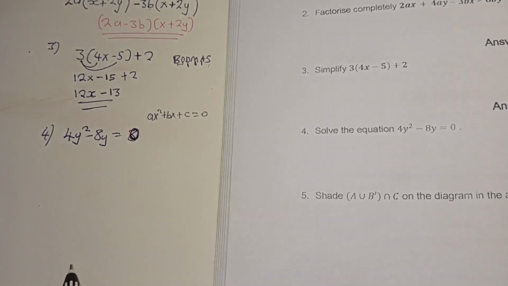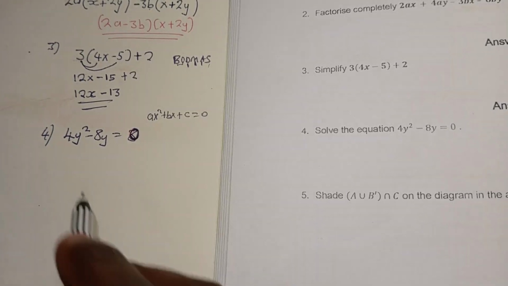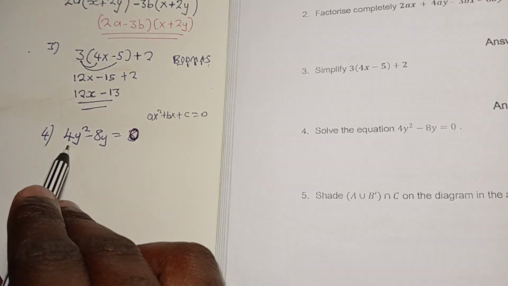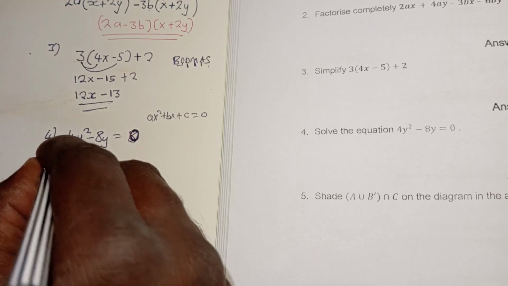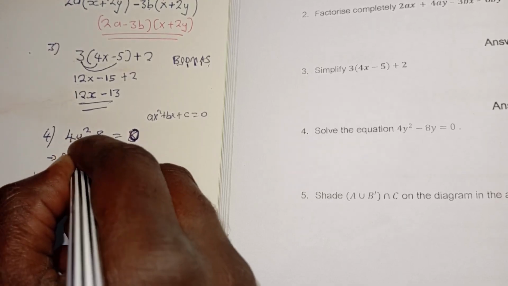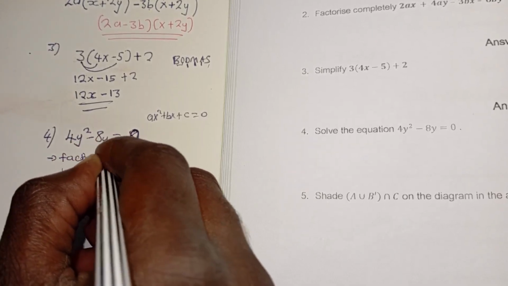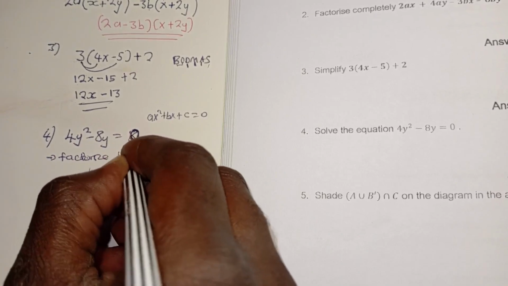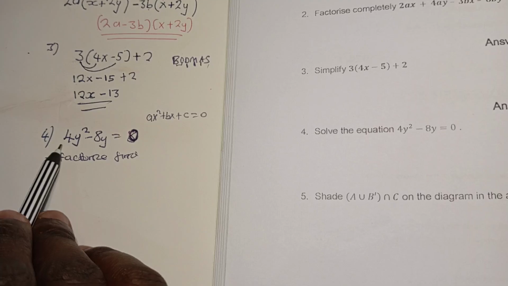Okay, so we can solve this one like this. We factorize first. Okay, so here let's factorize first. When you factorize here, what is common?